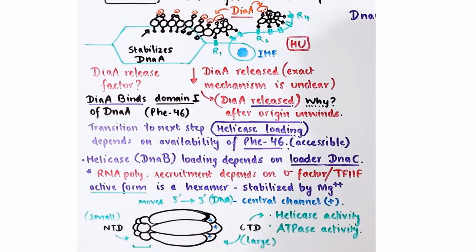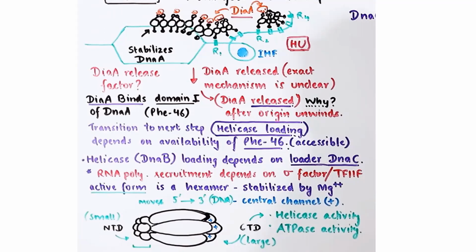The DNA A protein on the origin. Following this origin unwinding, DNA A is released, or rather it has to release. Although the exact mechanism for its release is unclear, people have speculated that there might be a DNA A release factor, but it is generally not known.